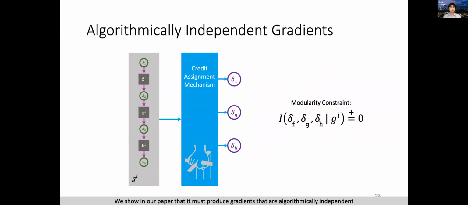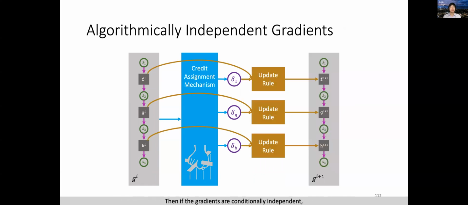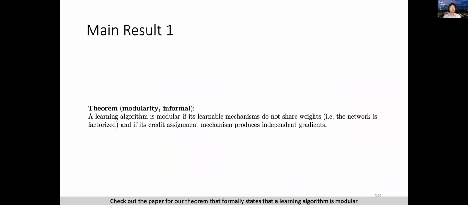We show in our paper that it must produce gradients that are algorithmically independent, conditioned on the graph in the previous iteration. Then, if the gradients are conditionally independent, the learnable functions in the next iteration will also be conditionally independent. Check out the paper for our theorem that formally states that a learning algorithm is modular if its learnable mechanisms do not share weights and if its credit assignment mechanism produces independent gradients.